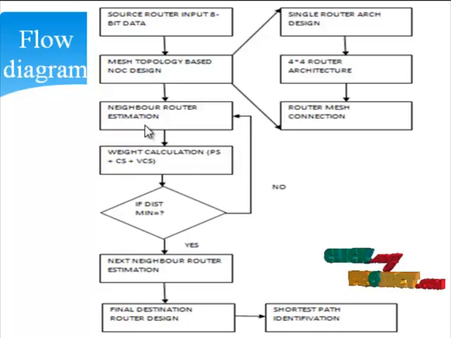So the neighbor router estimation is finding the minimum, then it goes to the next neighbor router estimation, then the final destination router design identifies the shortest path estimation. If the neighbor router estimation is greater, then the condition will be set again. So by this the router identifies the shortest path. Using this we can also identify the quality of service of the system.